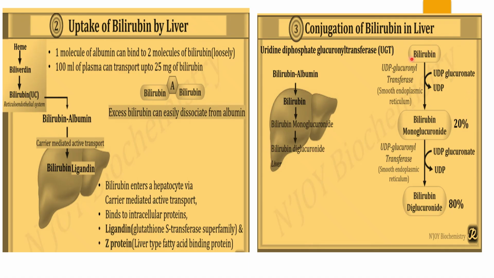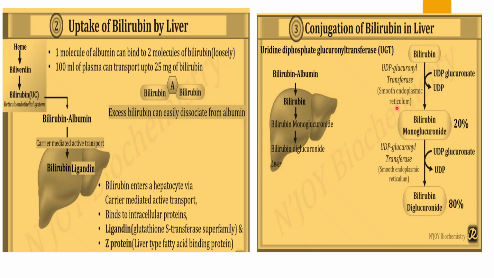So, we can see the steps. Bilirubin, via the enzyme UDP glucuronyl transferase, which is present in the smooth endoplasmic reticulum system, and via the UDP glucuronate, which is utilized here, and one UDP is released, and finally the bilirubin monoglucuronide is formed. In the monoglucuronide form, it is at nearly 20% concentration.